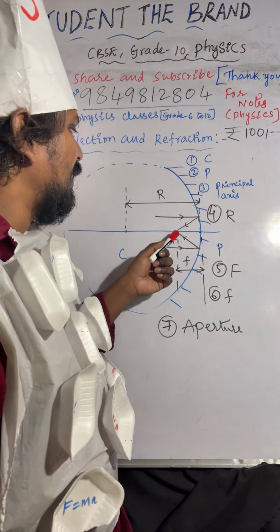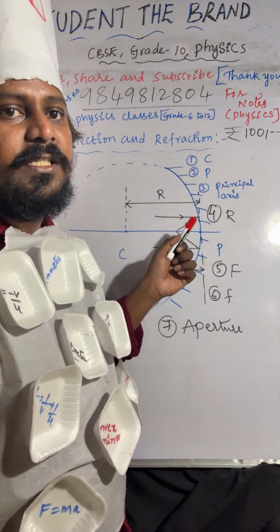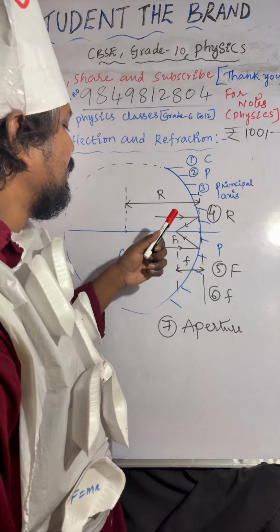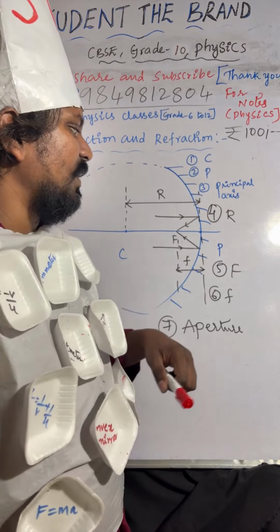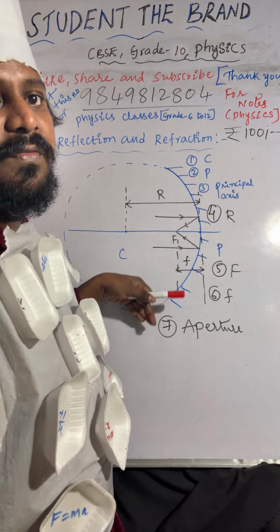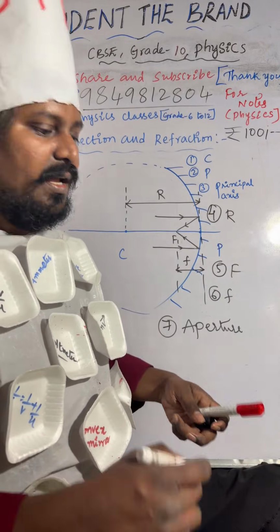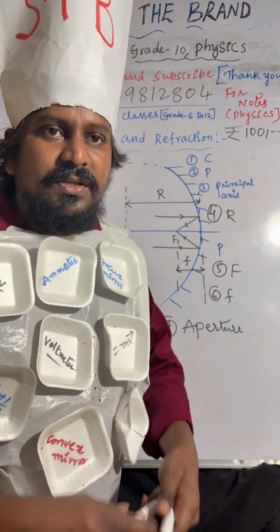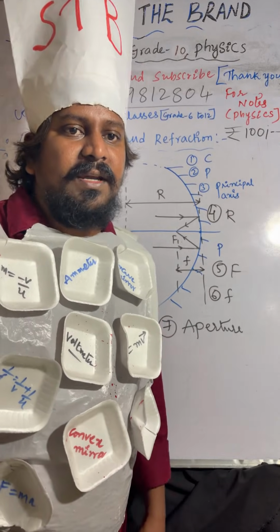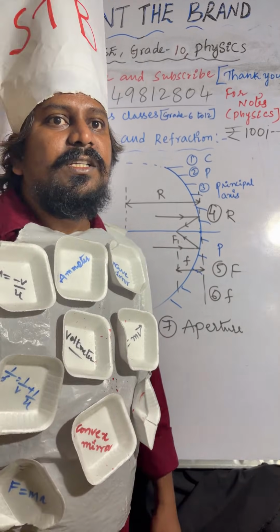After reflection, all light rays will meet at one point on the principal axis called the focus. The distance between the focus and the pole is called the focal length. And the width of the reflecting surface is called the aperture. So these are the terms related to spherical mirrors.